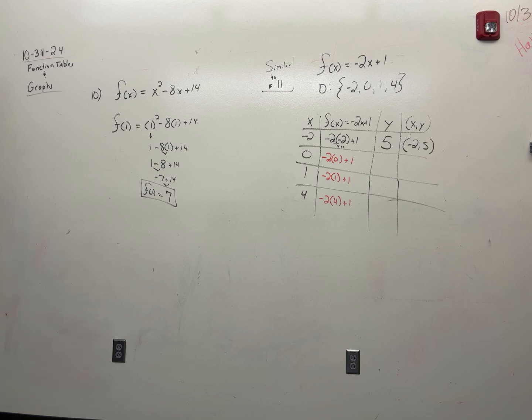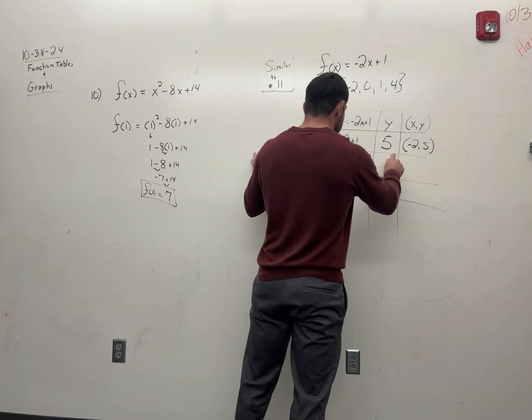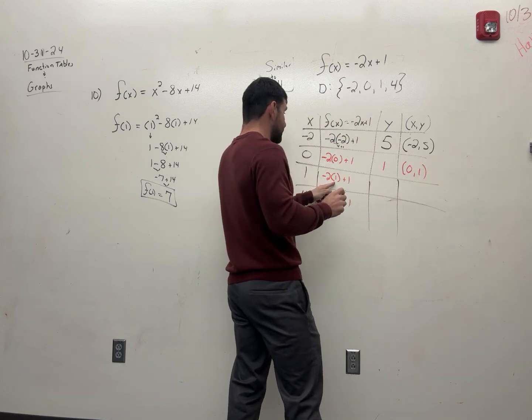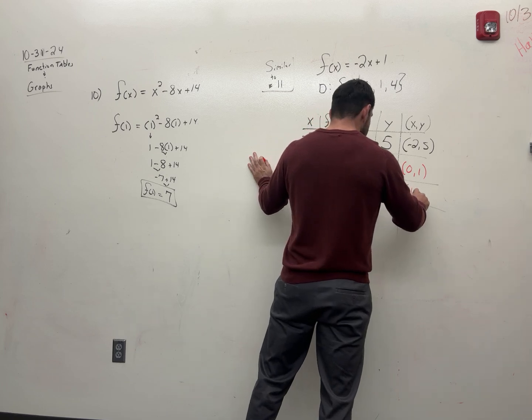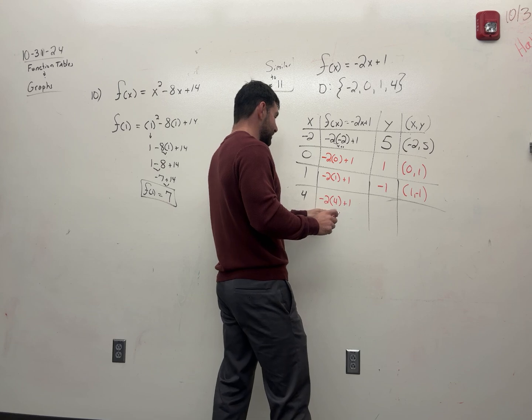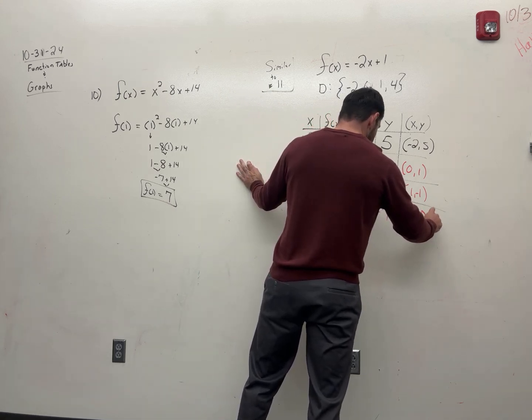Okay, here we go. So, -2 times 0 is 0, plus 1 is 1. My ordered pair is (0, 1). -2 times 1 is -2, plus 1 is -1. Gives me an ordered pair of (1, -1). -2 times 4 is -8, plus 1 is -7. Gives me an ordered pair of (4, -7).